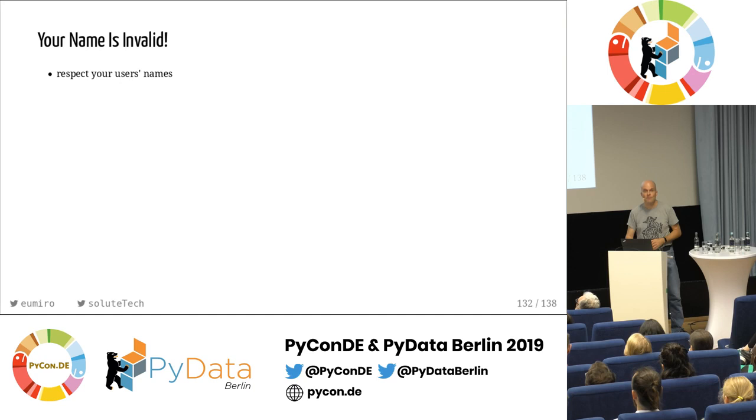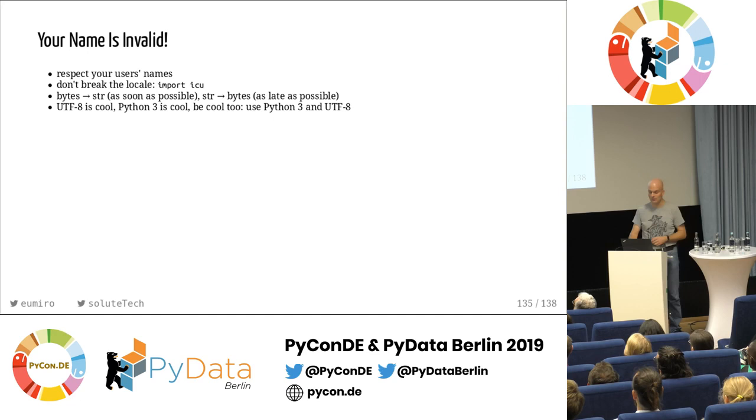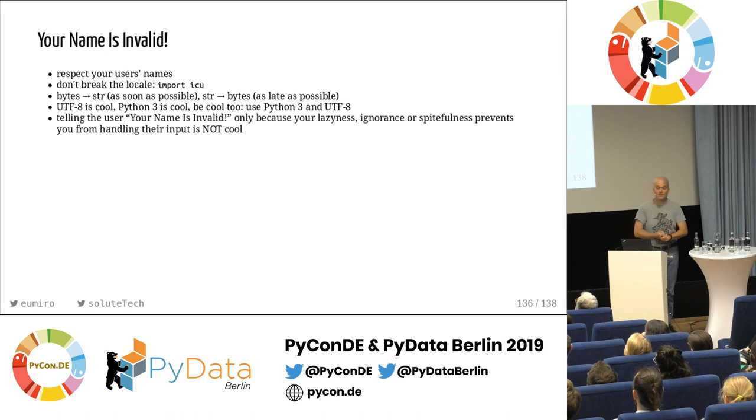So, what to do? Please, respect your users' names and don't break the locale when you program, so import this ICU third-party library. When you work with bytes from the network or file, read these bytes as soon as possible, convert them to a string using the right encoding, and on the other hand, when exporting, convert them as late as possible. UTF-8 is cool, Python 3 is cool, and be cool too, please. And please, telling the user your name is invalid only because of laziness, ignorance, and spitefulness, preventing you from handling their input, is not cool. Be nice. Thank you very much.